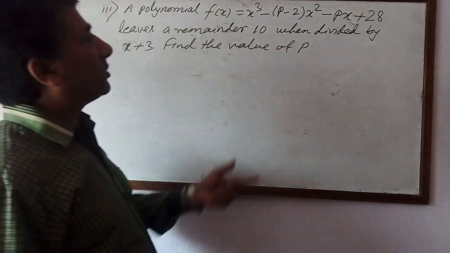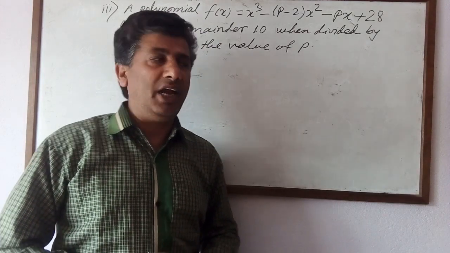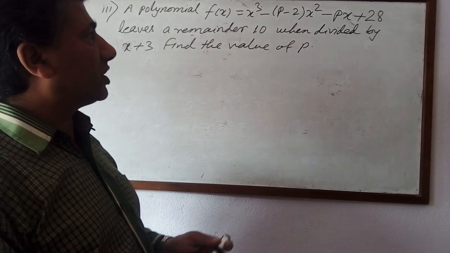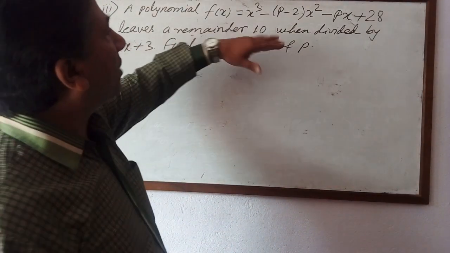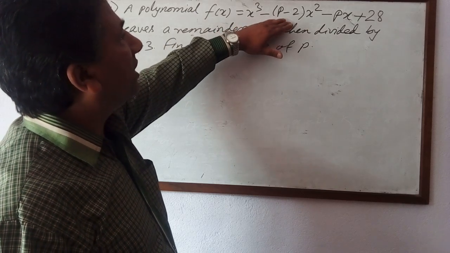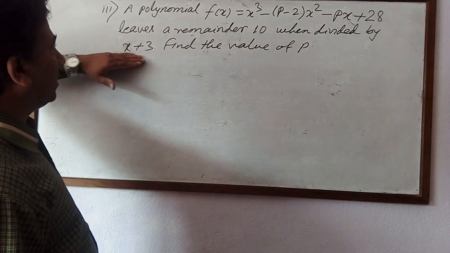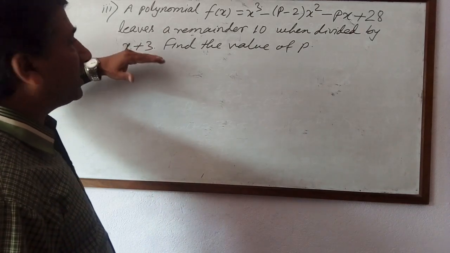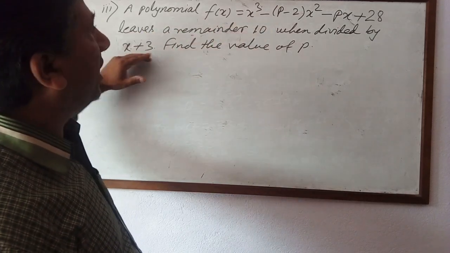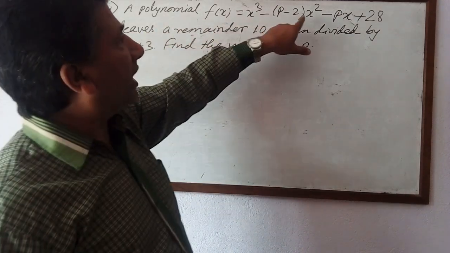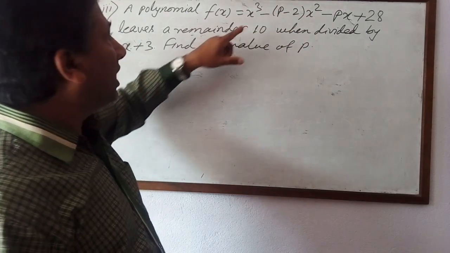Now how to solve this one? This also we can solve by the help of remainder and factor theorem as well as converse of factor theorem. First of all, we have to understand the question. This one is the given polynomial and this one is the divisor. Divisor is x plus 3. When we divide this polynomial by x plus 3, this divisor cannot divide this exactly. There is remainder 10.